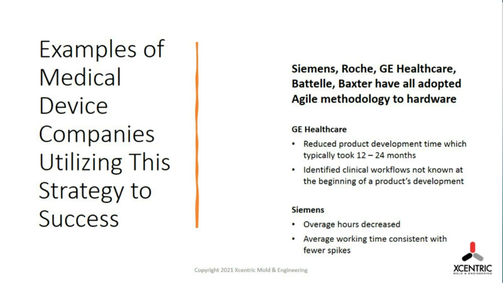And at Siemens, they found that the overage hours, we talked about earlier on a previous slide, overage being a big problem. Siemens was able to reduce pretty drastically those overage hours, and their average working times were consistent with fewer spikes, right? So they didn't have people coming in on night shifts to backfill overdue orders. They didn't have that kind of stuff going on. They were able to more consistently manage their working time for their employees with fewer spikes. So I think those are some really important successes.